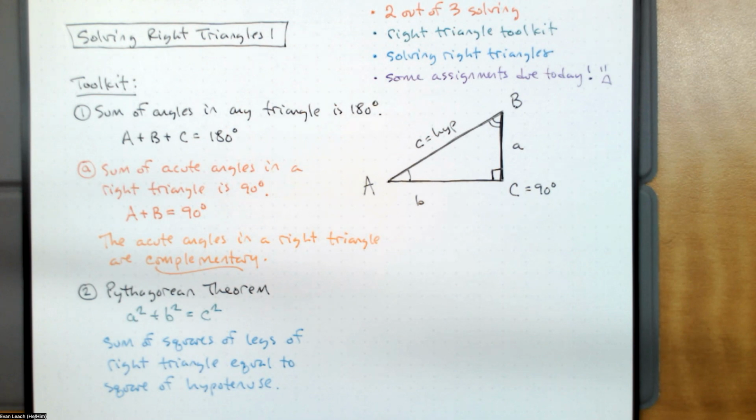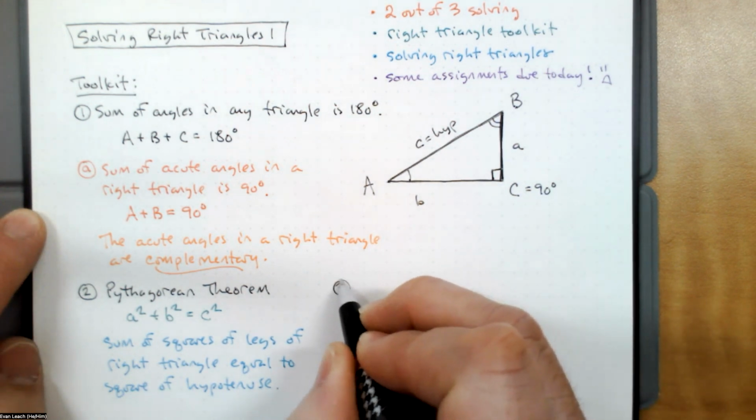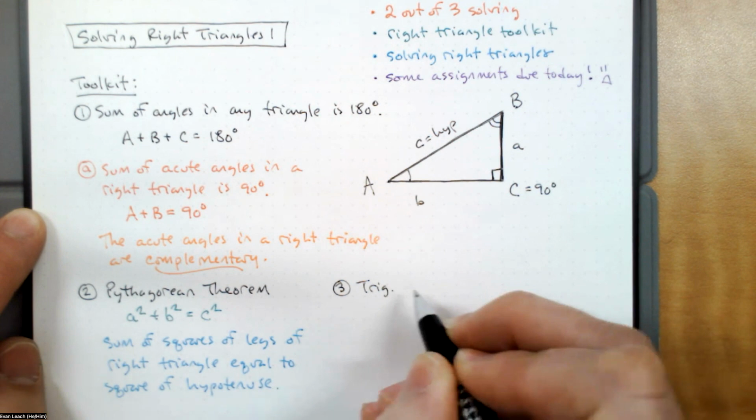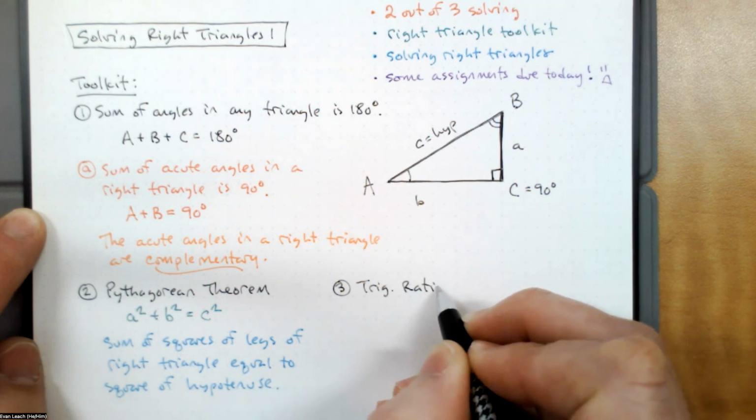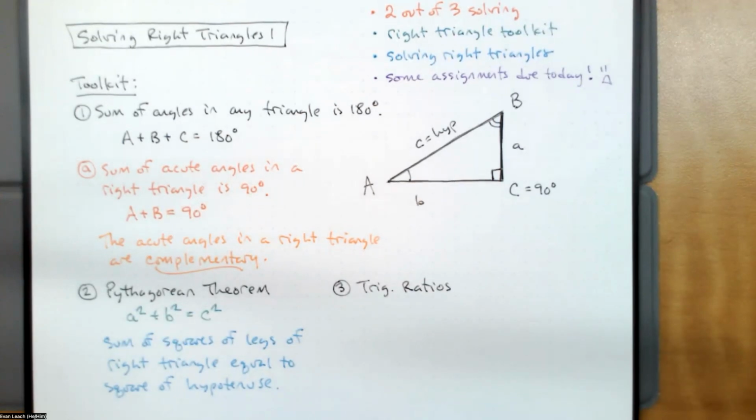We have one thing in our toolkit which is all about the angles. We have a second thing in the toolkit which is all about the sides. And the third thing in the toolkit is our trigonometric functions, which connects the sides and the angles. Our trig ratios always have to have a point of view angle. So I'm going to take angle A as our point of view.